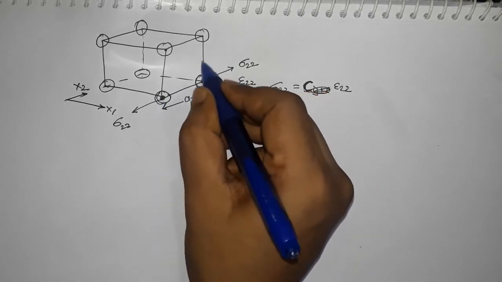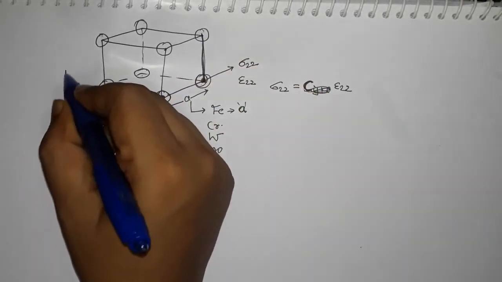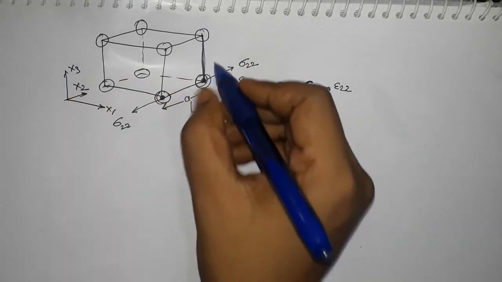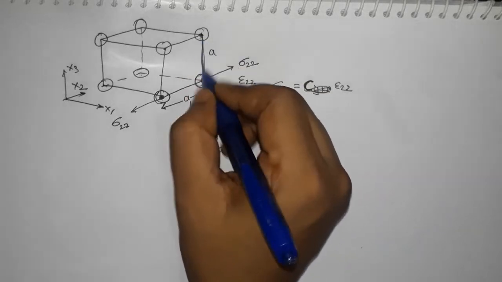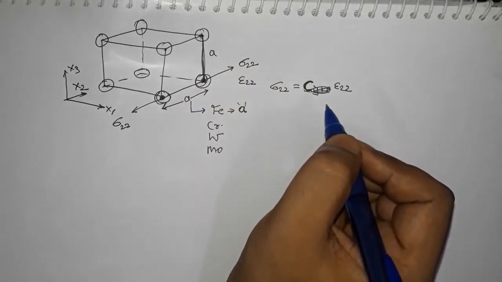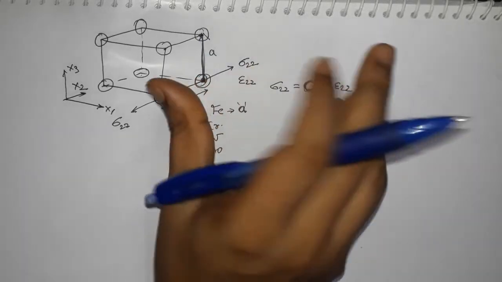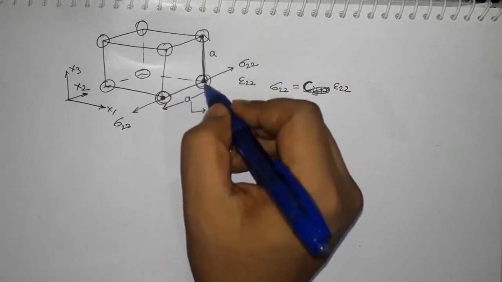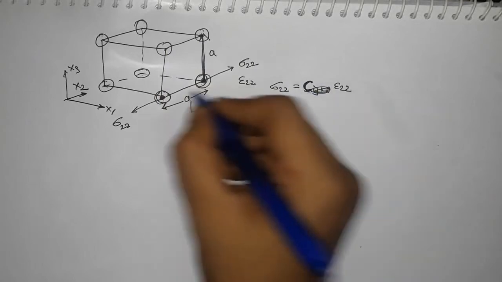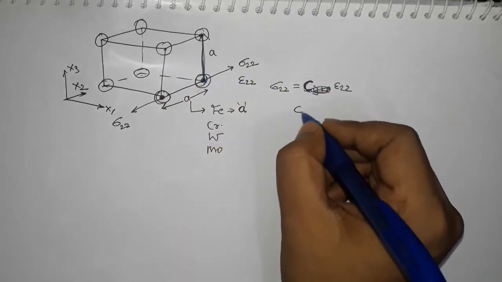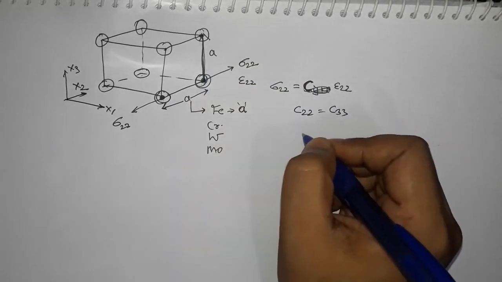Now if the distance between these two atoms along the x3 direction is also a, then you will have the same elastic modulus working here, right? So you will have the same elastic modulus, the same bond strength, because all the atoms are the same and the lattice parameter is the same. So this will also be the same. So C in the 2 direction, C22, will be equal to C33, right? So that will be the same.